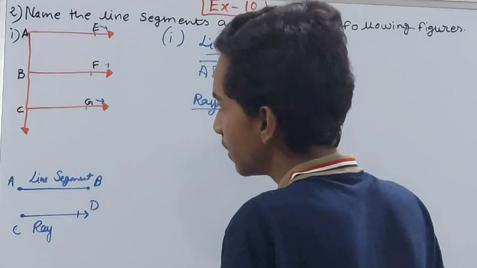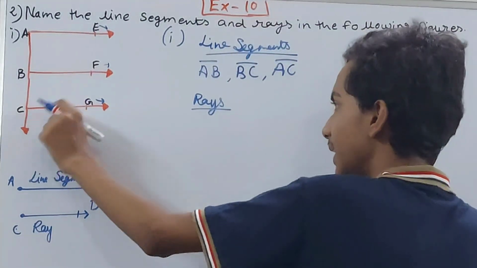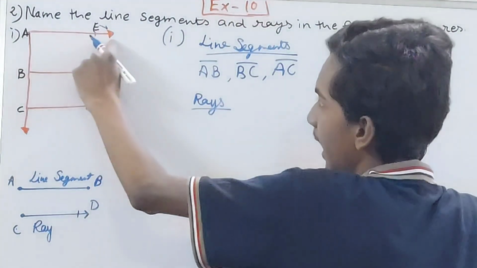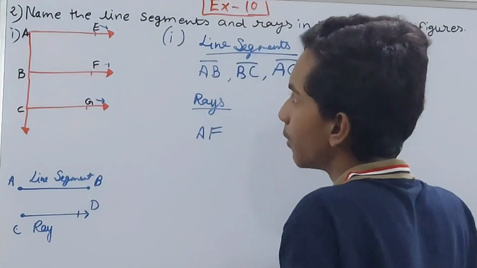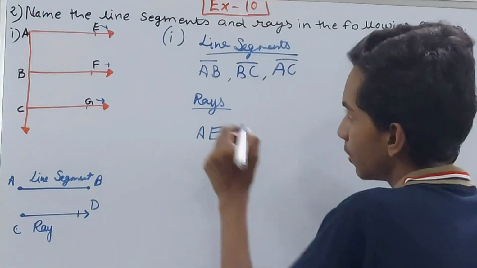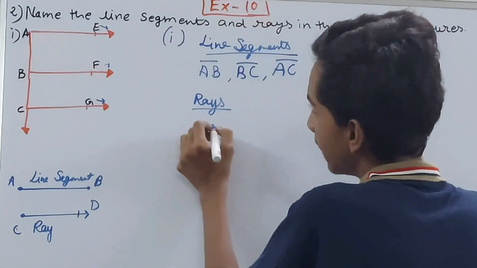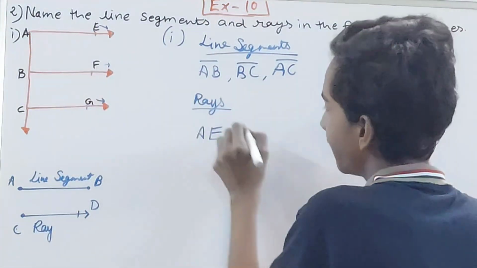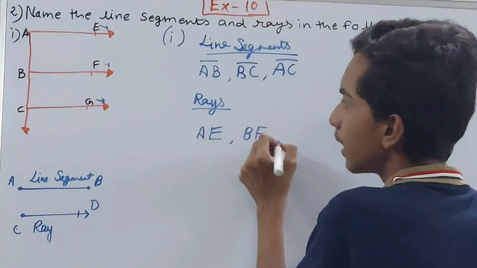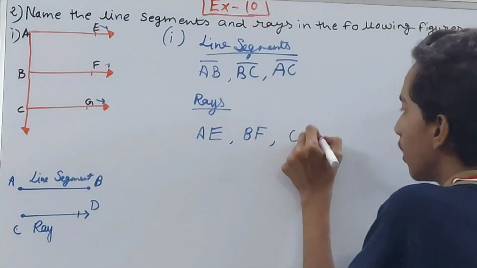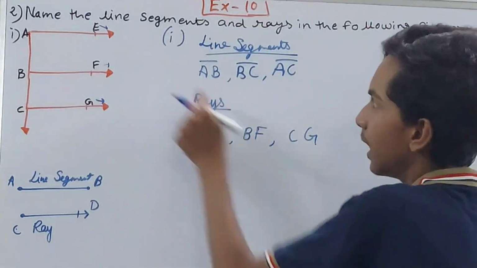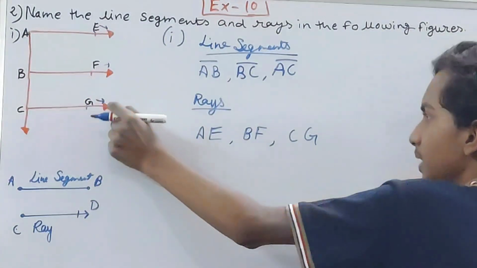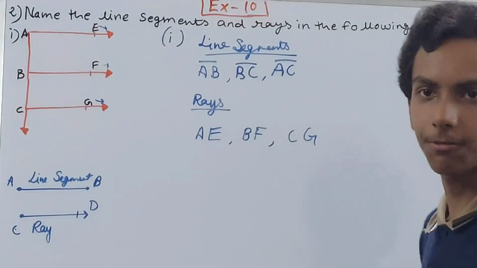Rays can be extended in one direction, so you have to look for a point and an arrow as well. See A and F. A is a point, F is an arrow. So this is AE, right? So not AF, AE. And now you have the second one, BF, and then CG. All of these you can see A, B, C are the points, E, F, G are those points that are basically representing this arrow. That means it can be extended further on.